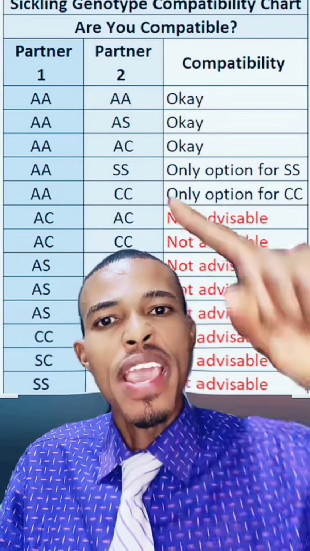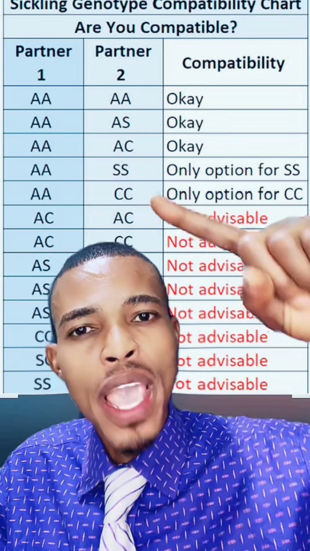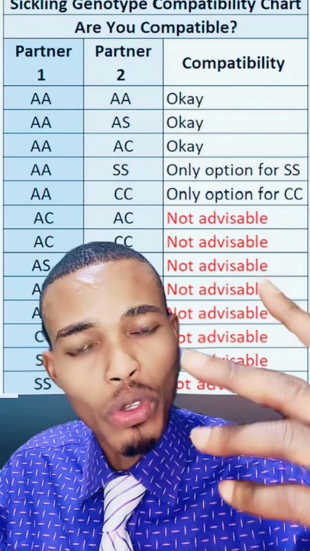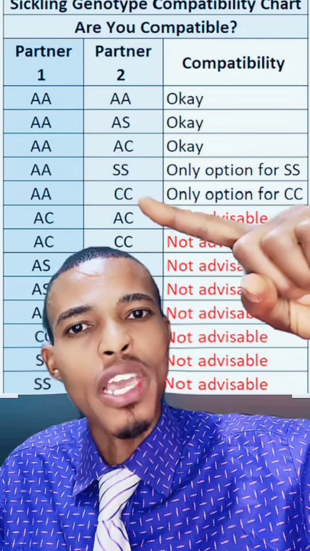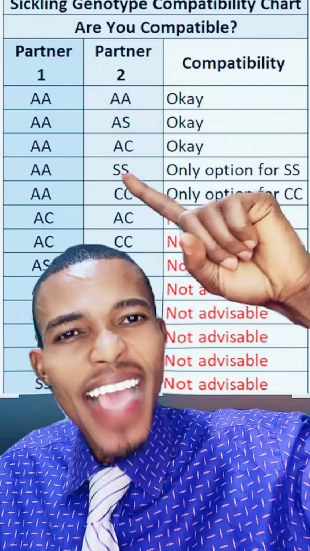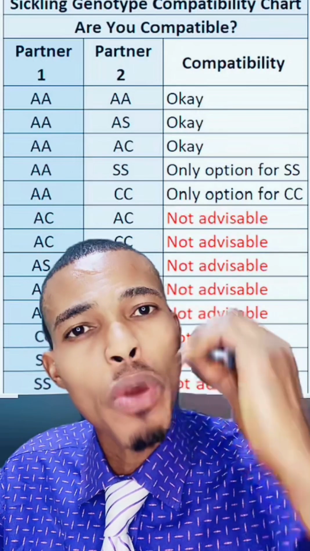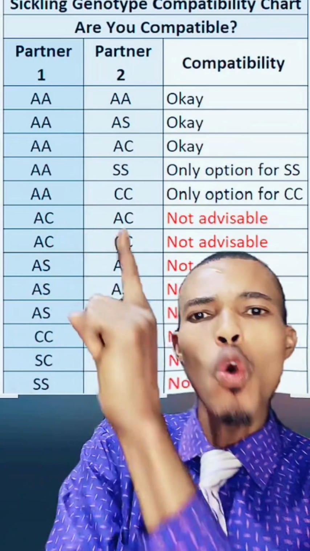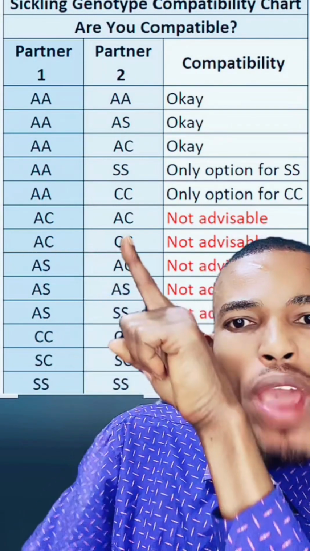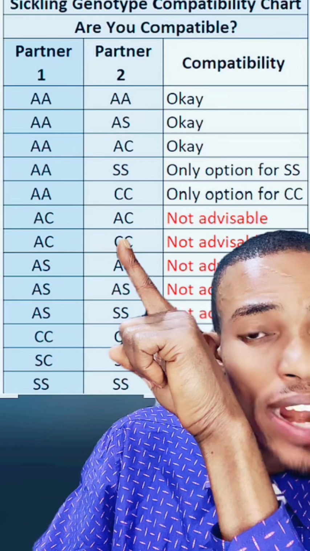Don't make that mistake. If you are CC, I know some of you didn't know about this C thing, but today you are learning. There is what is known as CC, AC, SS, and AS. If you have the CC genotype, the only option for you is to marry an AA. Any other genotype you marry, you are going to have children living with sickle cell disease. You cannot be a carrier like AC, which is a carrier state, and marry another person who has sickle cell disease.